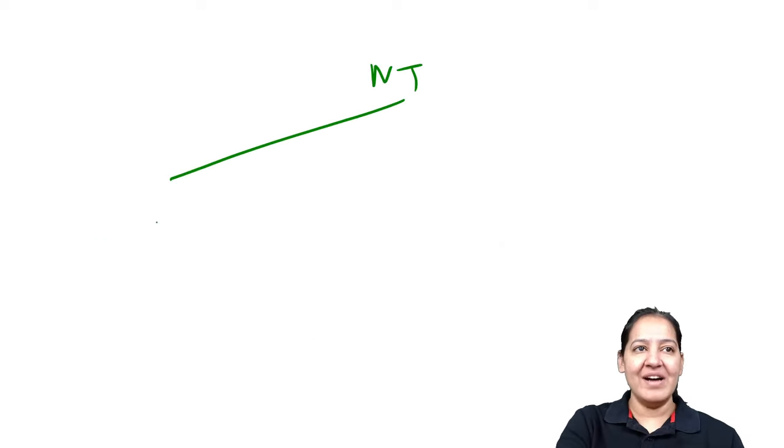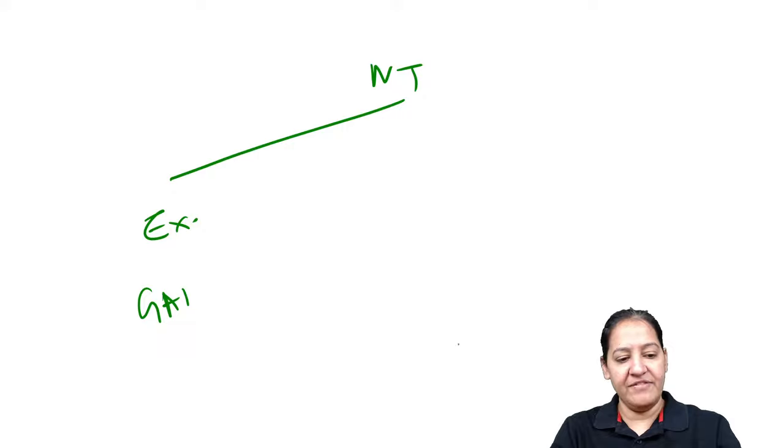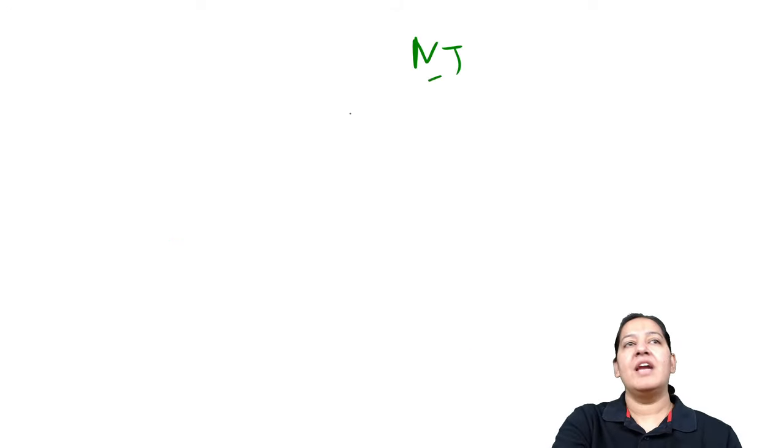Okay, so listen, there are two neurotransmitters. The first is excitatory neurotransmitter, that is GABA. I'm sorry. The first is inhibitory neurotransmitter.